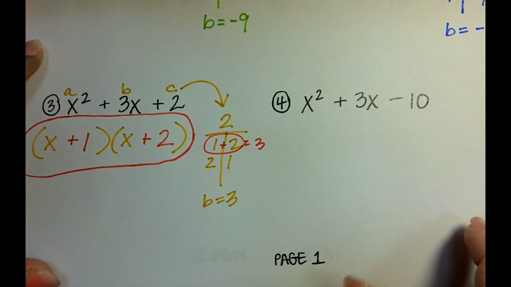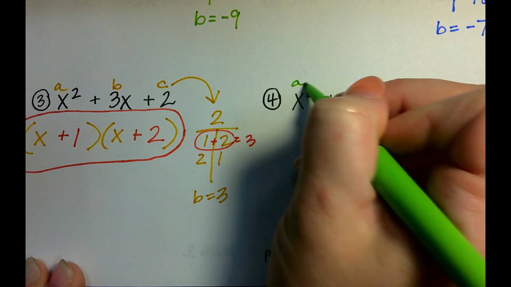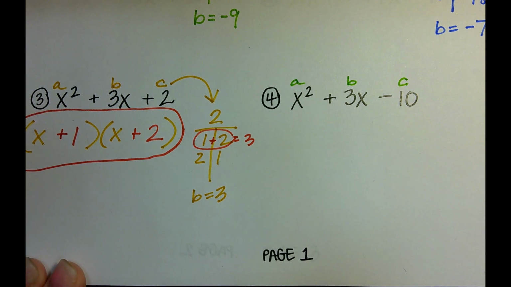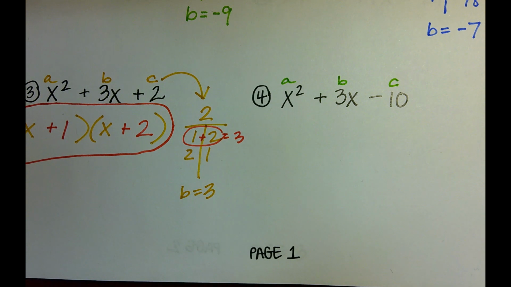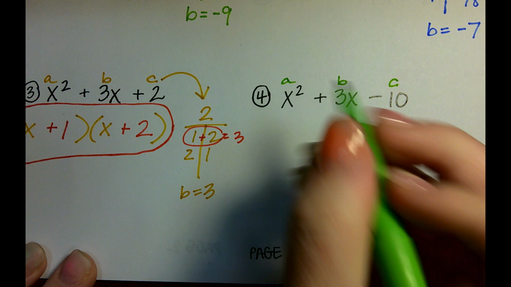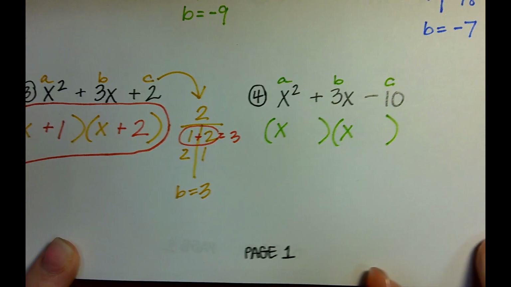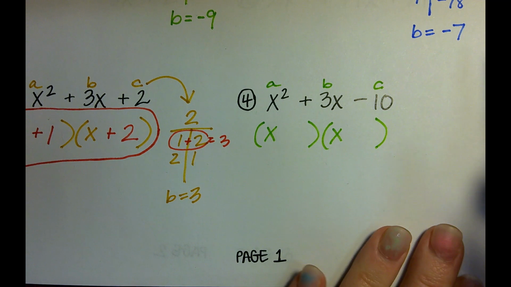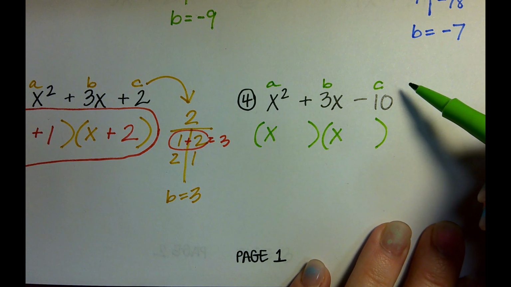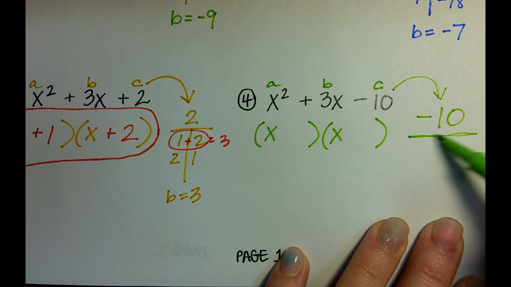All right. So now we'll look at number 4. Here's the last one on the first page. And again, our A, B, and C. Because A is 1, our factor pairs are just like the last 3. We have x and x. What's my next step? Yes, let's list the factors of C. We have a negative 10 for C.